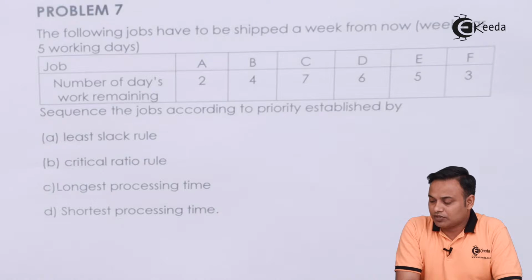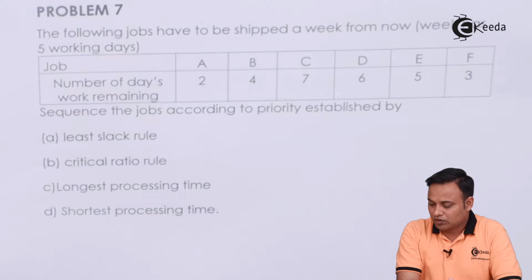The following jobs have to be shipped a week from now. A week has 5 working days. So we have jobs A, B, C, D, E and F, and the number of days of work remaining is 2, 4, 7, 6, 5, 3. Sequence the jobs according to the priority established by the least slack rule, critical ratio rule, longest processing time and the shortest processing time.